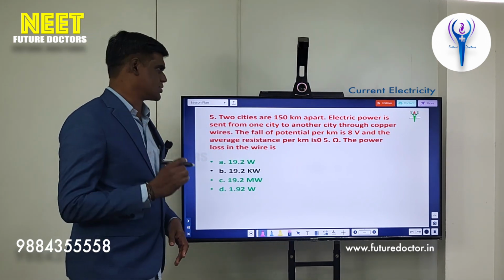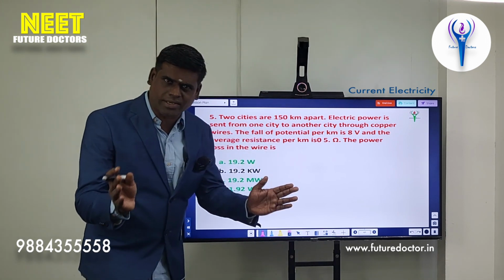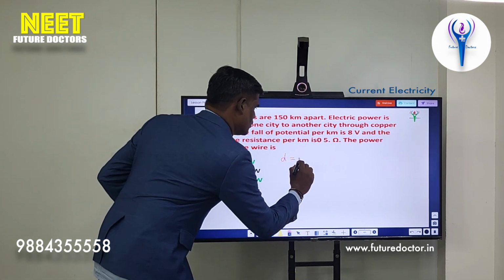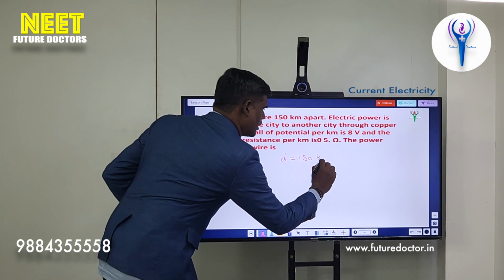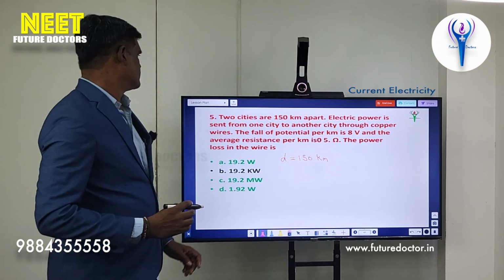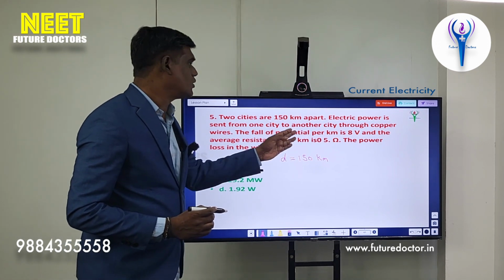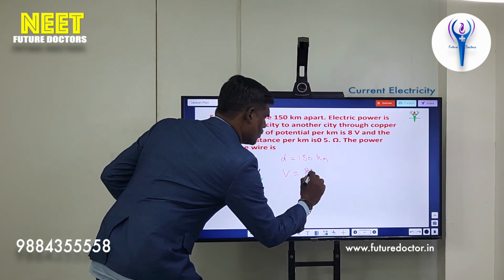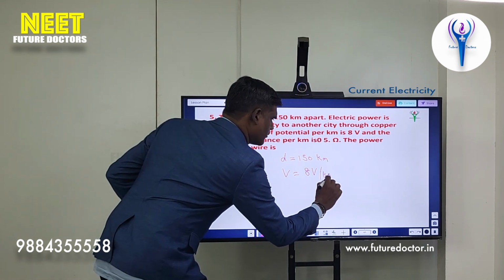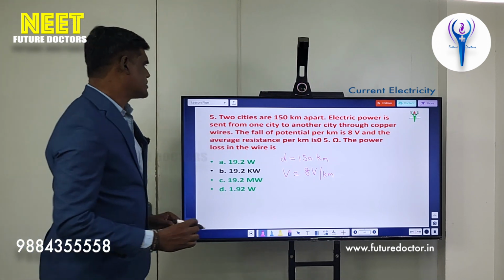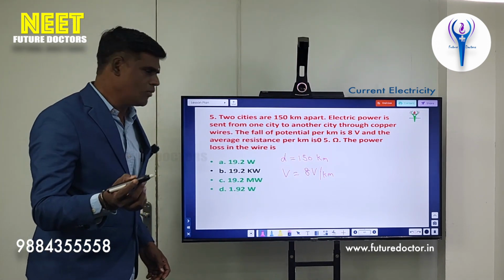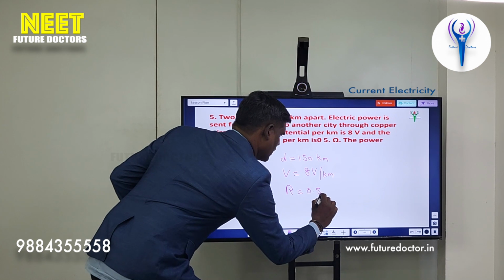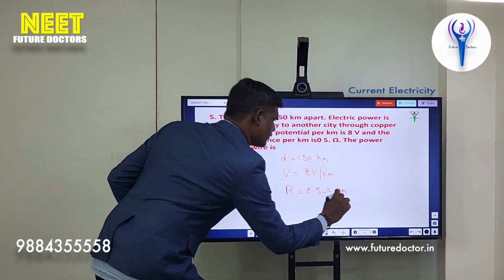First we'll write the given data. Distance between the two cities is given, that is D equal to 150 kilometers. Then the fall of potential is 8 volt per kilometer. V value, potential value, is given as 8 volts per kilometer. And average resistance is given, R equal to 0.5 ohm per kilometer.